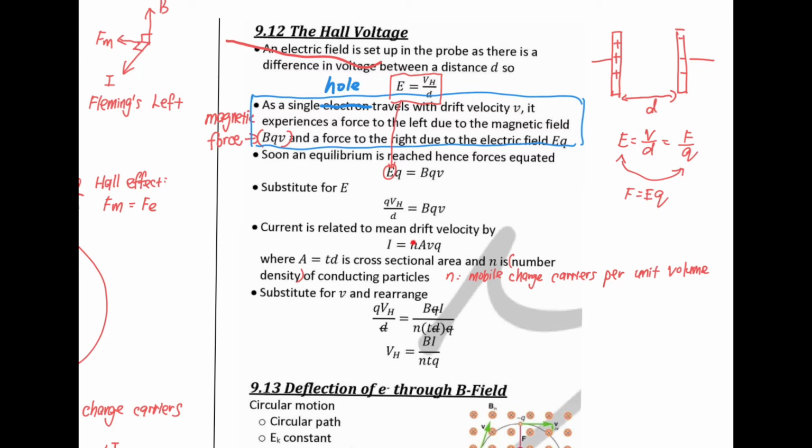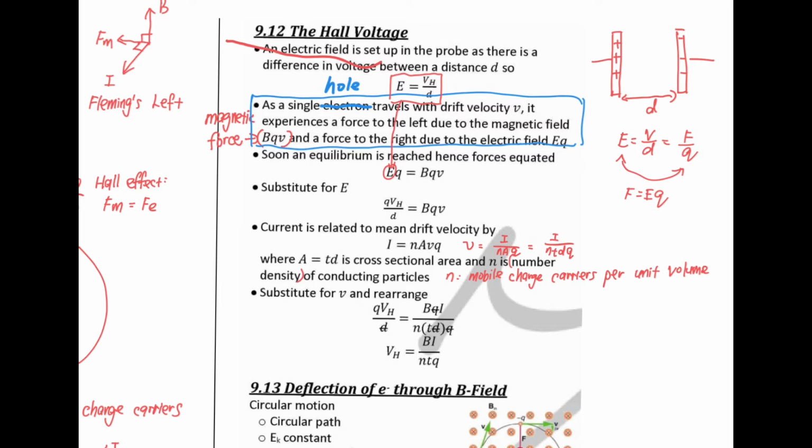Okay, now what we do is let's see the next page. We find out the V from this equation. So let's do it at the side here. V, the drift velocity, equal to I over NAQ. The capital A, I change it to TD. So it is I over NTDQ. Okay, so I get the drift velocity.